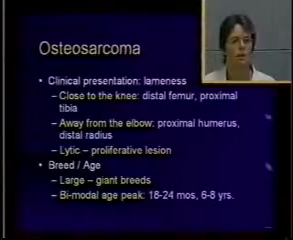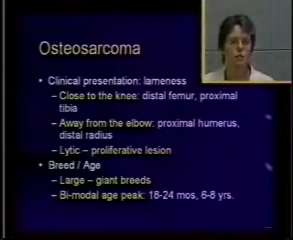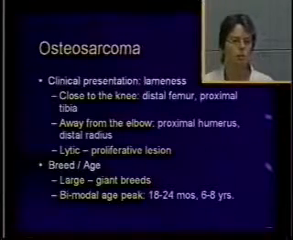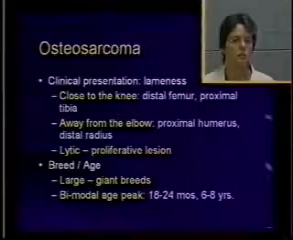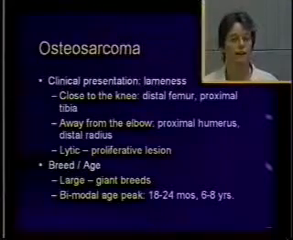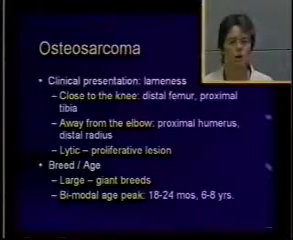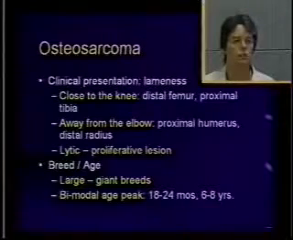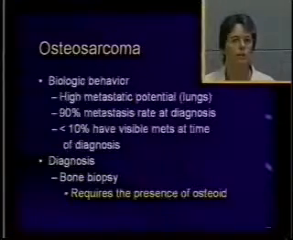And so we know that we tend to see it in large and giant breeds. We also know that it has a bimodal age peak, with one peak occurring somewhere around the 18 to 24 month range and another peak occurring at 6 to 8 years of age. The obvious difficulty is that in that first peak, in the 18 to 24 months in the large and giant breeds, you may also be dealing with panosteitis, and really the only way you're going to have an idea of whether you might be dealing with osteosarcoma is to radiograph the leg. So the breed and the age should give you some index of suspicion, and then you would turn to radiographs to try to either rule it in or rule it out.